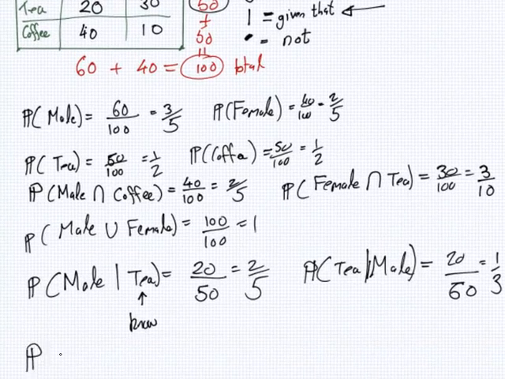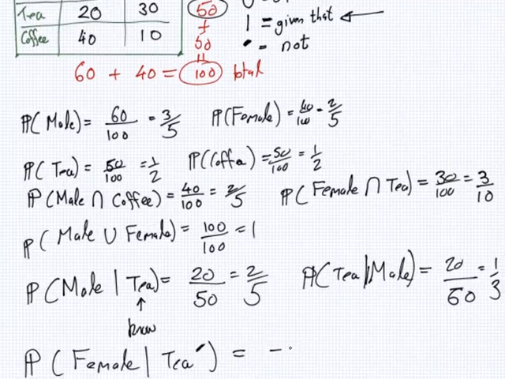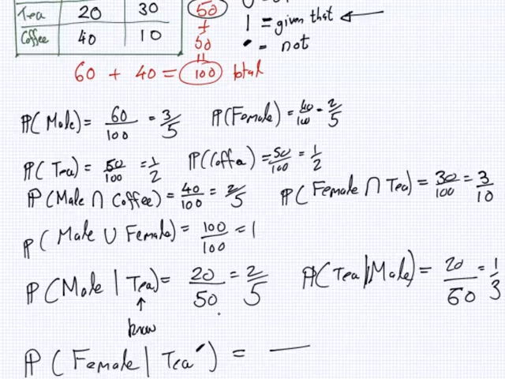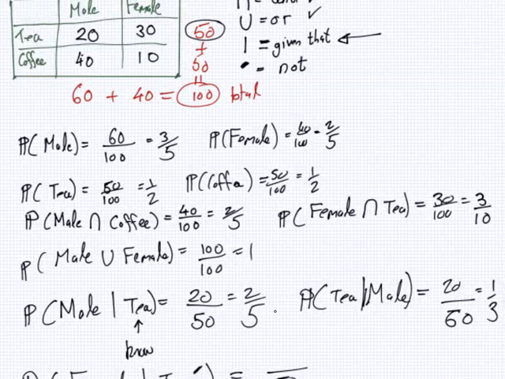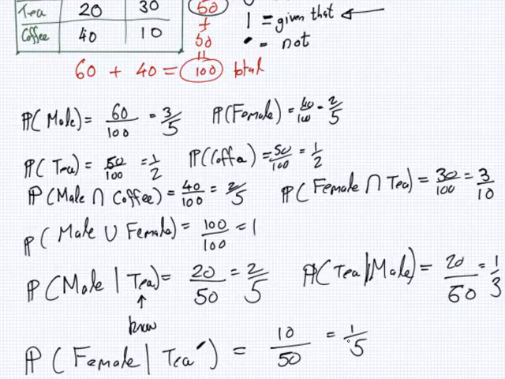What about this one? The probability that they're female, given that they're not a tea drinker. So female and they're not a tea drinker. If they're not a tea drinker, then they're a coffee drinker, which is 50. And female, 10. So 1 over 5. This little thing here means not a tea drinker. You get that?